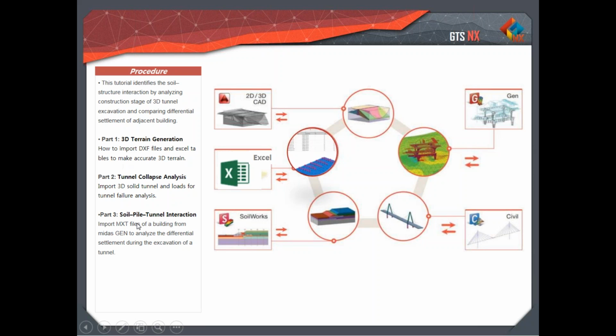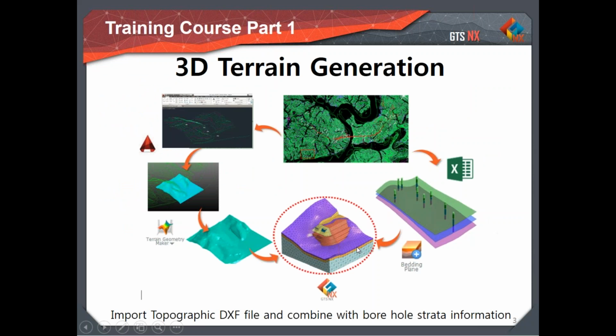So that's the sequence we'll follow, and the focus of the interactions will be these three programs: AutoCAD, Excel, and Gen. But we have shown in the past, and it is possible, for GTS NX to also interact with our MIDAS Civil software, which is specific for bridges, and our MIDAS SoilWorks software, which is also geotech, but it's 2D and uses conventional methods. So we can go ahead and get started.